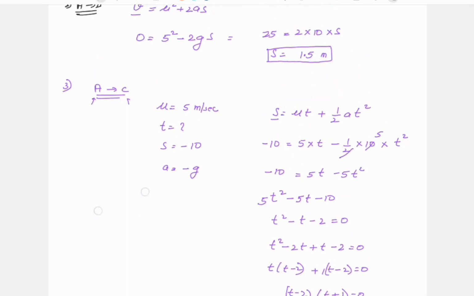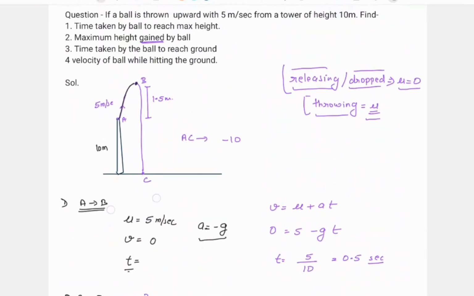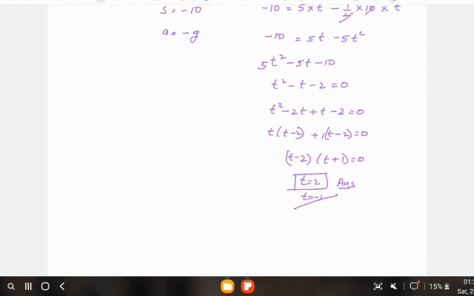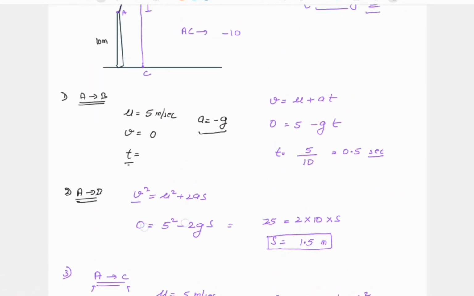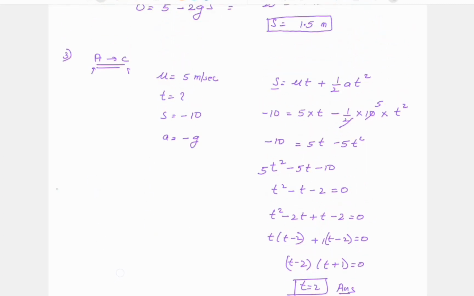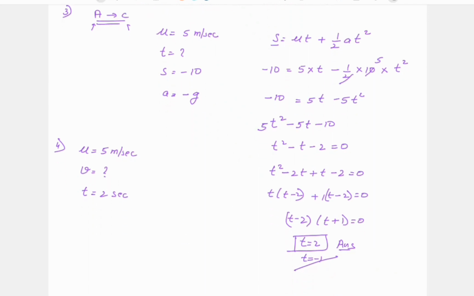Now look at the next part of this question. Velocity of a ball while hitting the ground. Okay, it's very easy. Again, it is discussing about the A to C, or you can also solve using the section B to C. I am using the same section A to C. The fourth part I am discussing. What is the initial velocity at A? 5 meters per second. Final velocity it is asking. And what is the time taken by the ball to reach A to C? T is going to be 2 seconds, just as we have calculated.